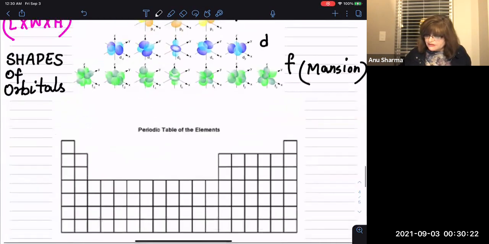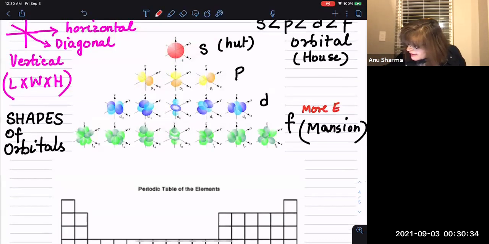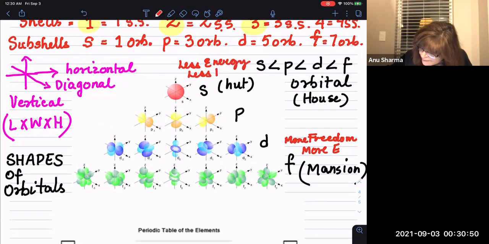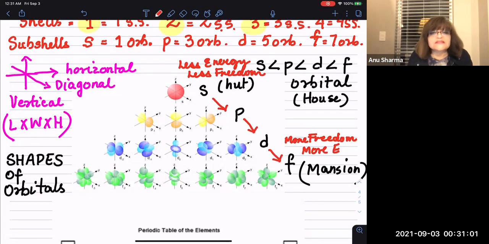So shapes of the orbitals is one thing, but we see that this one has more freedom, more energy and more freedom to move. And the S has less energy and less freedom. Means they're stuck to the nucleus. So we see that as you go from S to P to D to F, the degree of freedom increases.